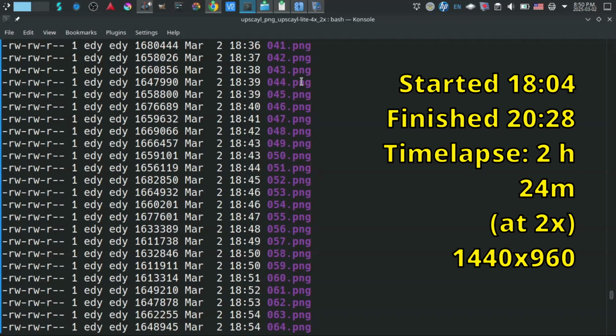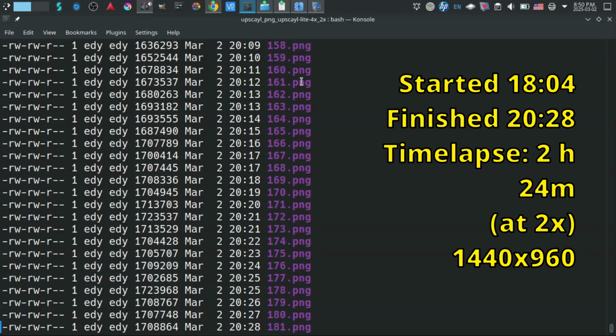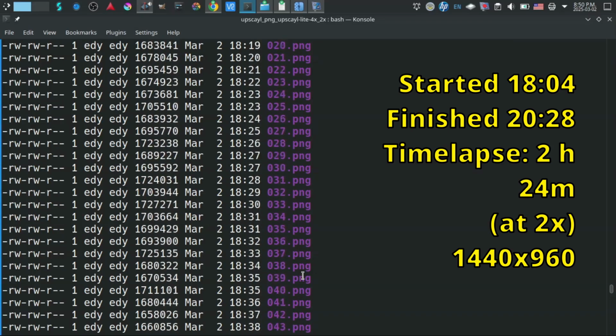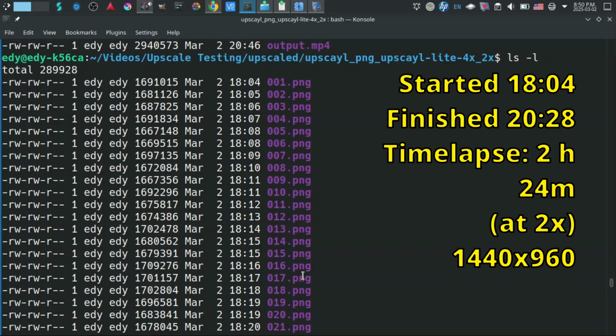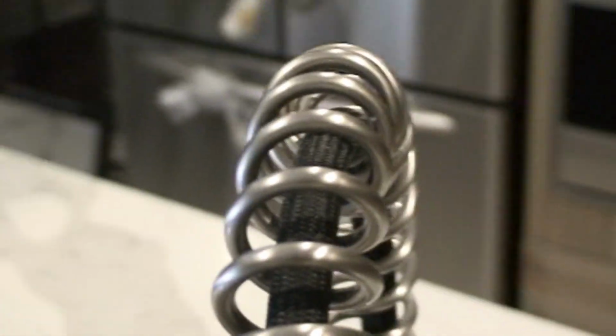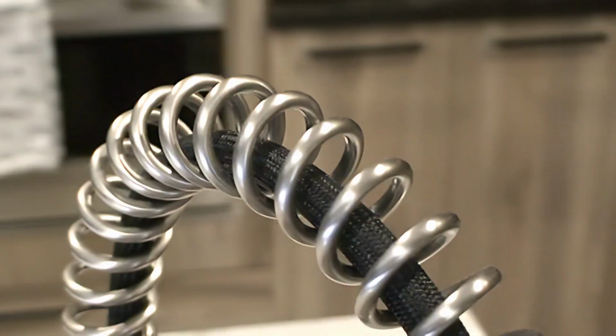It started at 18:04, which is 6:04 p.m., and it didn't finish until 8:28. Even though this time I set it to 2 times. I thought it would maybe be faster than doing 4 times upscaling, but 2 times to produce 960p video frames, and basically that's it. I stitched it together. Now this is the original, just a quick 5 to 6 second clip. Took me 2.5 hours. This is the upscaled version at 960p.